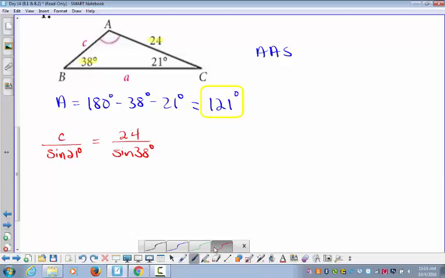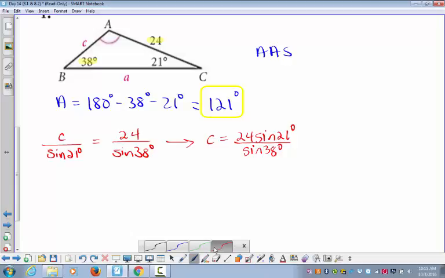And all we have to do is multiply both sides by sine of 21 degrees. And then type it into our calculator. I forgot my calculator. Oh, it's a good thing you guys are here with calculators. So somebody is going to be typing that in and approximating that. What do you think we should approximate that to?